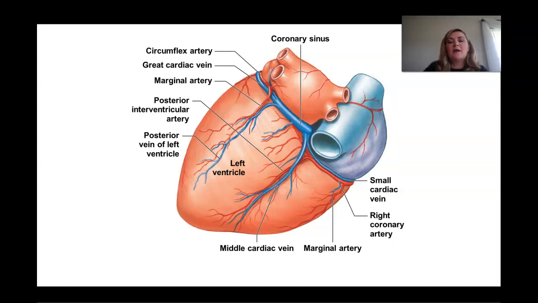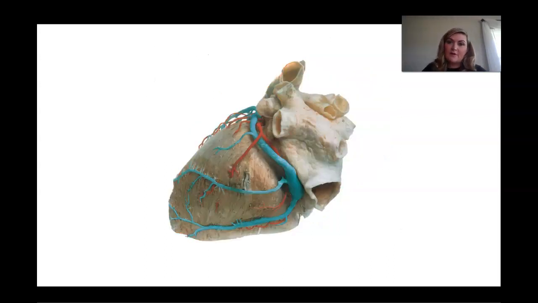Now, talking about CAD, that coronary artery disease, it is actually where you have some sort of blockage within the arteries of the heart. Here's an actual heart that has been injected with, it's actually turned into fiberglass, or sometimes they'll also inject it with a rubbery type material that will go into the vessels.